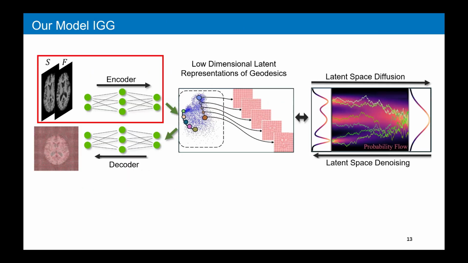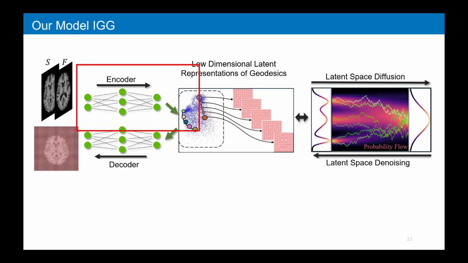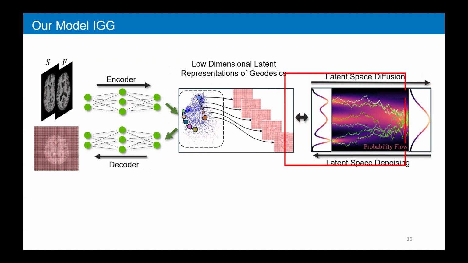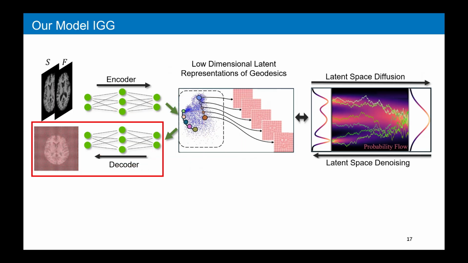This is the overview of our model, IGG. Given a pair of source and fixed images, we first use an encoder to extract the low-dimensional latent representation of the geodesic. Then, a standard latent diffusion model is applied to learn the distribution of these latent geodesics. Once it's trained, we can randomly sample a point from the latent distribution and project it back to a geodesic flow or deformations in the image space. Finally, we deform the source image along the flow to generate a sequence of time-continuous deformed images.